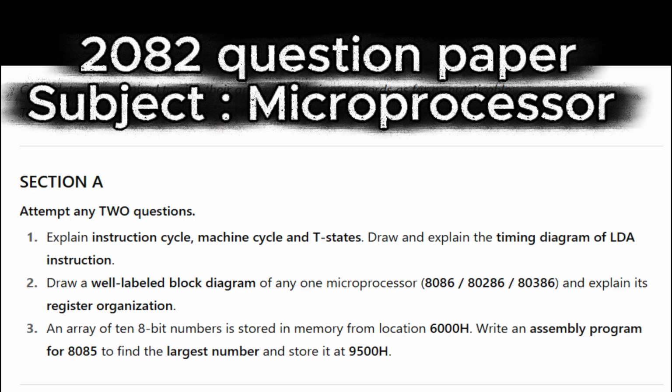These questions come almost every year, so don't skip them. 1. Instruction cycle, machine cycle, and T-states, always with the timing diagram of LDA or STA instruction. 2. Architecture of 8086 or 80386 microprocessor, learn the labeled block diagram and function of each unit. 3. Assembly programs, such as finding largest number, sum of array, or factorial. Practice at least 2 programs properly.